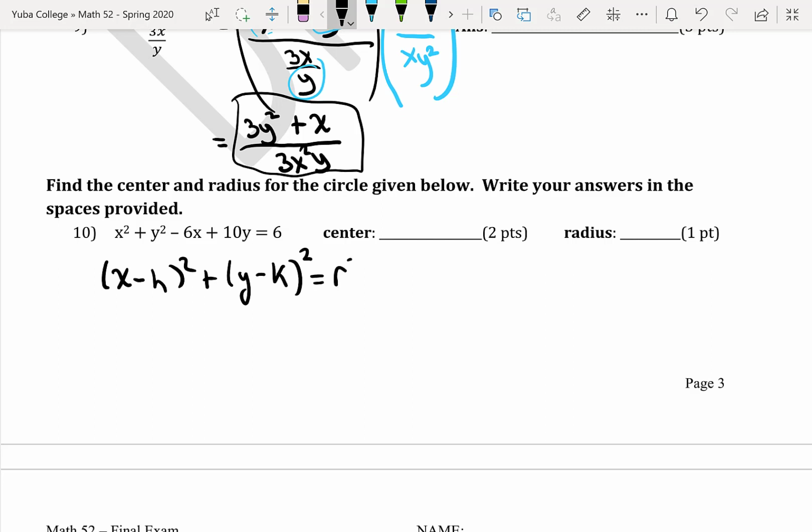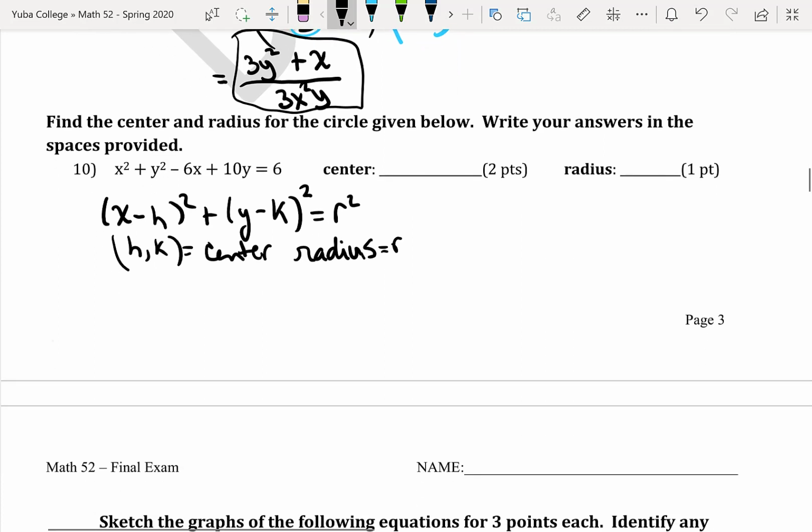It's not in this form, but we can manipulate it to be in this form. In order to do this, we want to rewrite this. We want to group all our x terms together and our y terms together. So doing that, we have x squared minus 6x, and I'm going to put a spot here. Our whole goal is to complete the square on the x term, so that it is a perfect square.